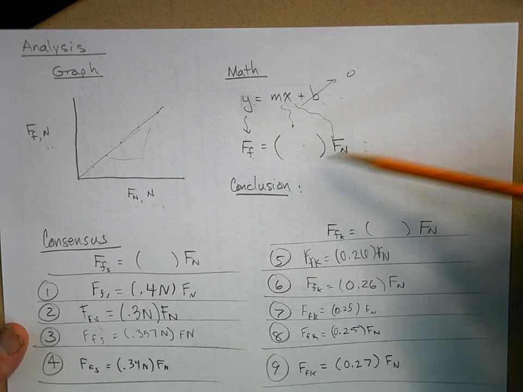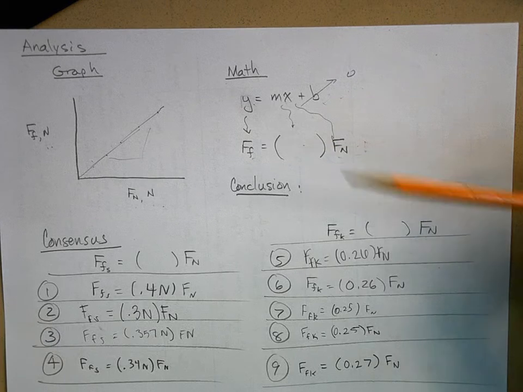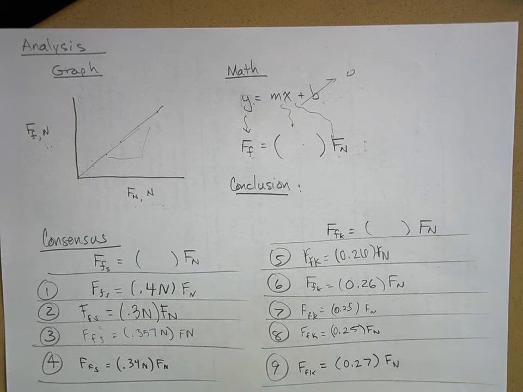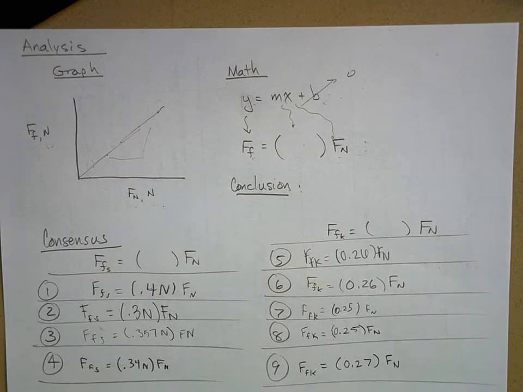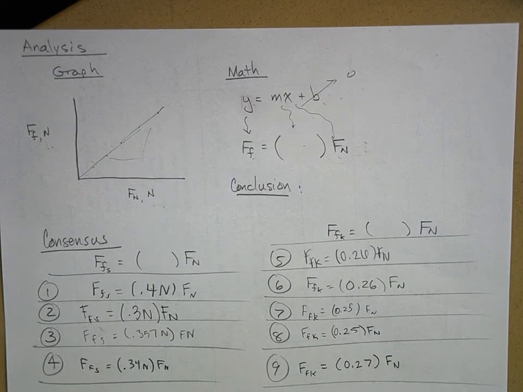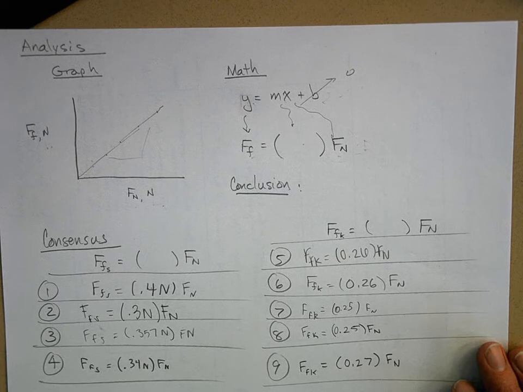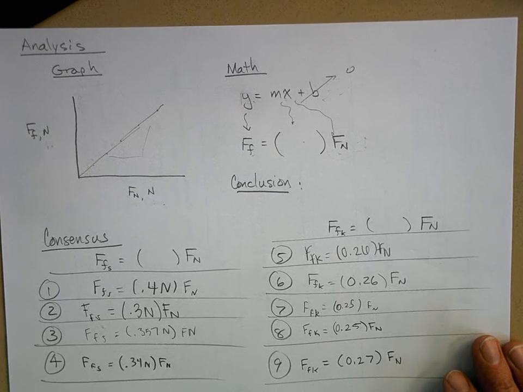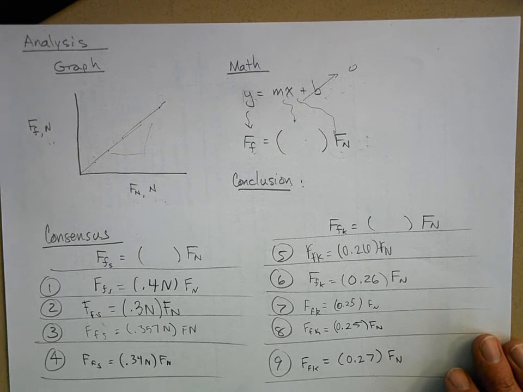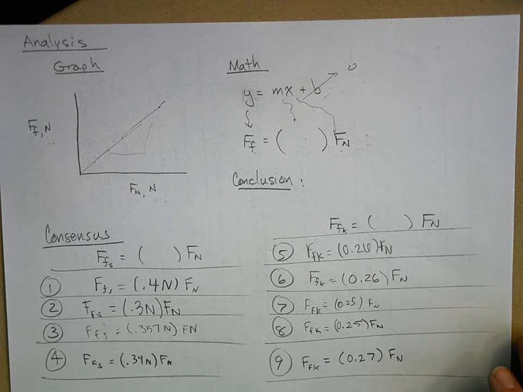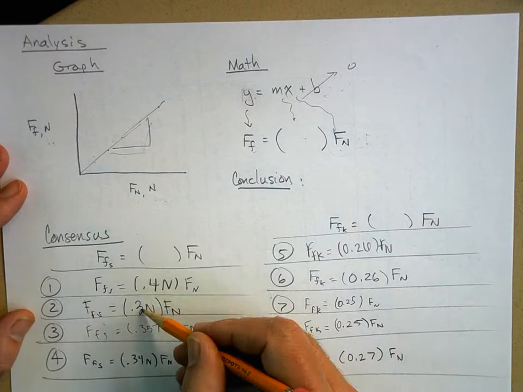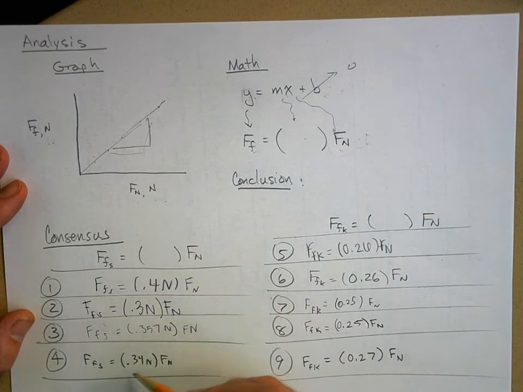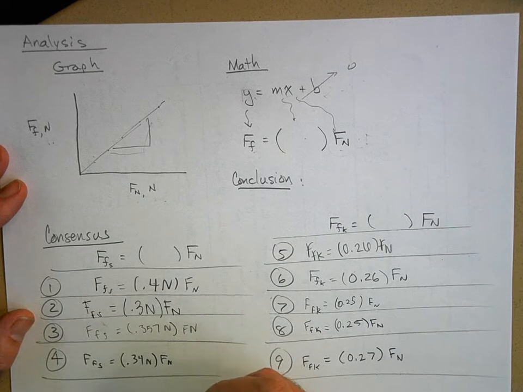Force of friction as a function of the normal force, and here we go. Now, let's take a look at this. This is kind of interesting. Groups 1, 2, 3, and 4, there's some consistency. There's actually a little consistent mistake in groups 1, 2, 3, and 4. Do you see what it is? Let's take a look at the slope here. You all have about the same slope, 0.3, 0.4, 0.35, 0.34, which is good, very consistent results.